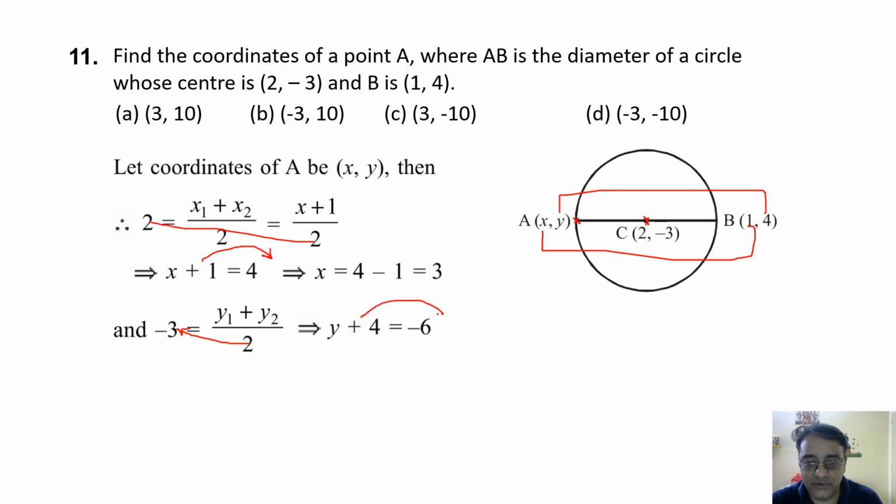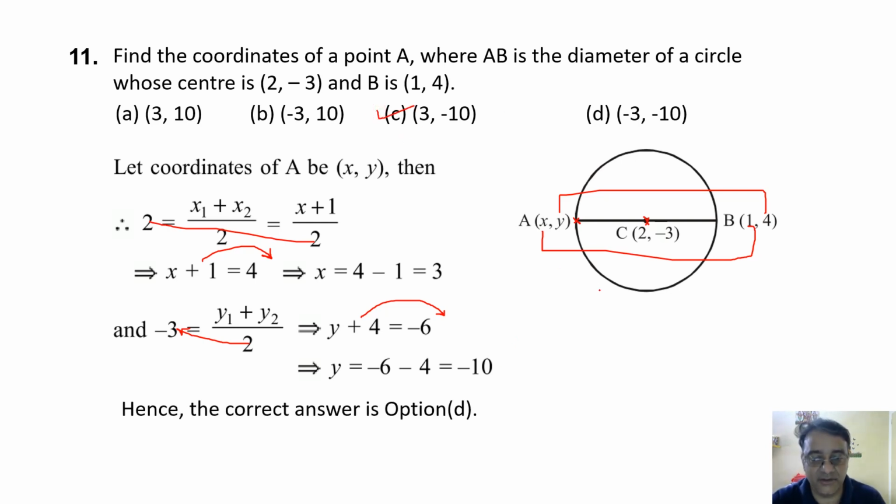Now shift plus 4 to this side. So we'll get minus 4. So minus 6 minus 4 will become minus 10. So (3, minus 10) is the correct answer. Which option is the correct one? Option C. Option C, right. Oh, option C, not D.